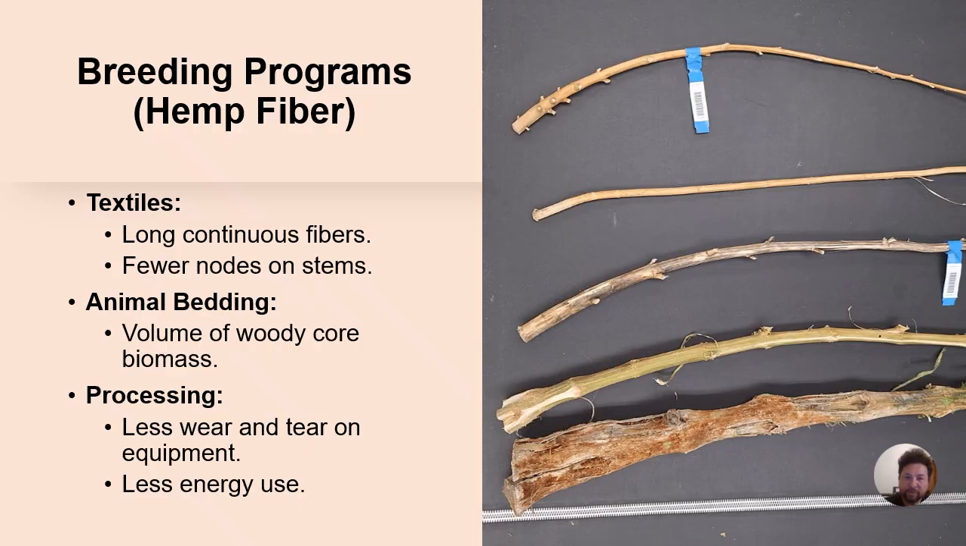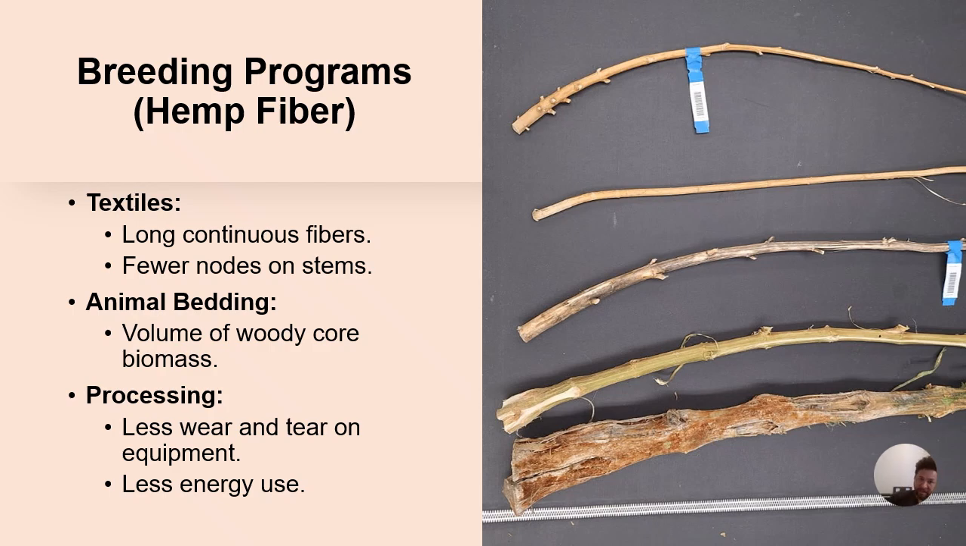In hemp fiber breeding programs, the end use determines which traits breeders prioritize. For textile production, breeders want long, continuous bast fibers, fewer stem nodes, and reduced geometric irregularities. For people who are growing hemp for, say, animal bedding, breeders may prioritize high volume of woody core, which is called the herd, thicker stems, and faster maturing plants.